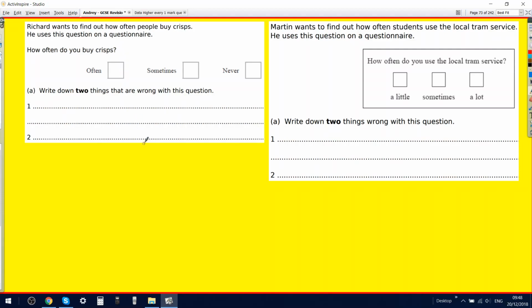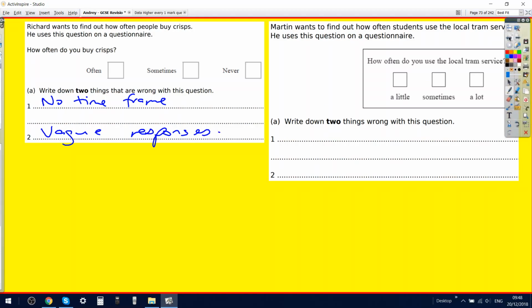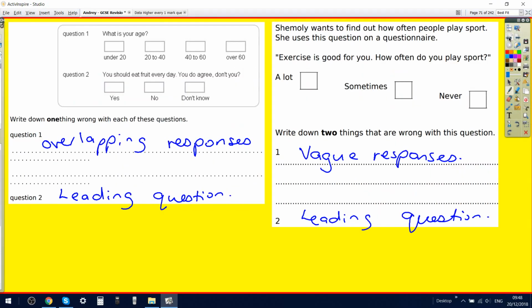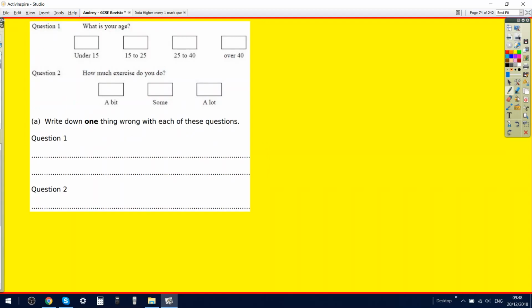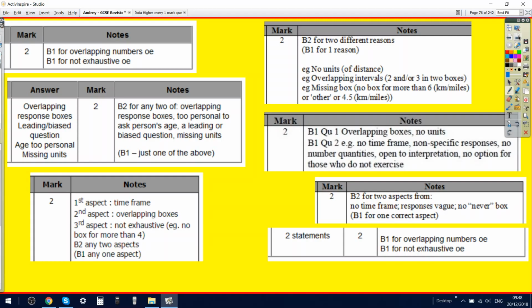So how about the one on the left? Okay. So no time frame. Vague responses. That's it. That's a whole lot better. And so you can see it's the same thing over and over again. No time frame, vague responses, overlapping responses, leading question. And it just depends on which one they go with in each individual year. I think the rest of those are fine.